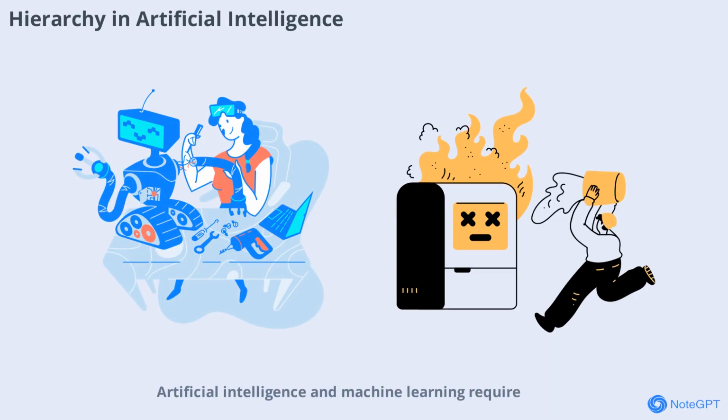Artificial intelligence and machine learning require rapid access to vast amounts of data. Advanced memory hierarchies, including high-speed cache and specialized RAM, are used to keep AI models running efficiently. This allows for real-time decision-making and complex computations that power modern AI applications.